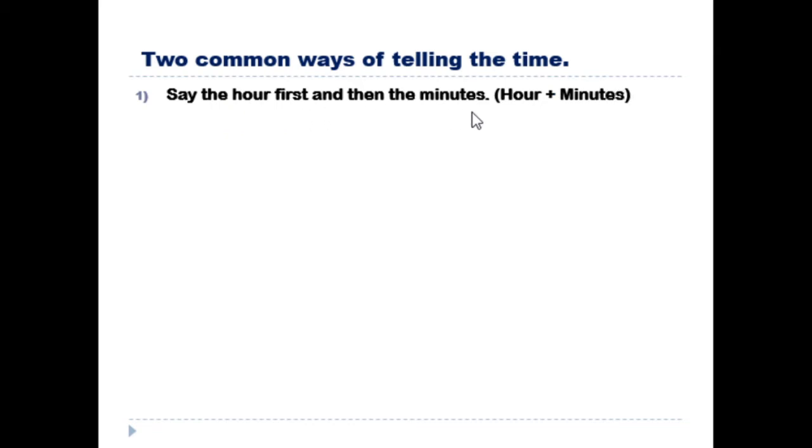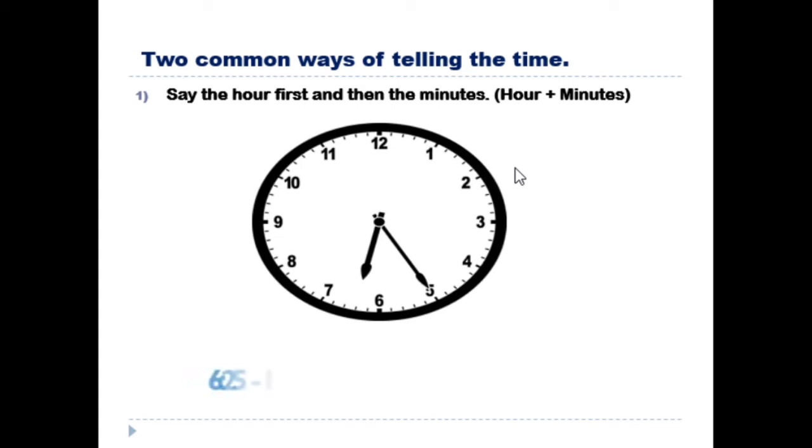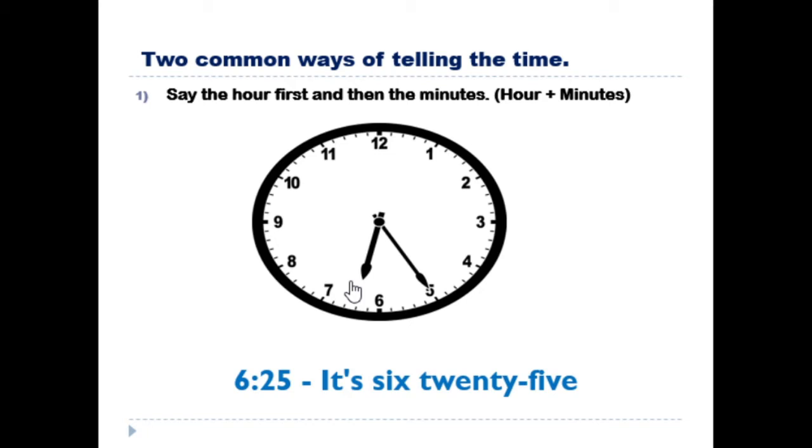As mentioned last time, there are two common ways of telling the time. First, we say the hour first and then the minutes. That gives us hour plus minutes. Just for example, hour is 6, minutes is 25. Hour is 6, minutes is 25. Now what's the time? It's 6:25. Okay, that's the first way.